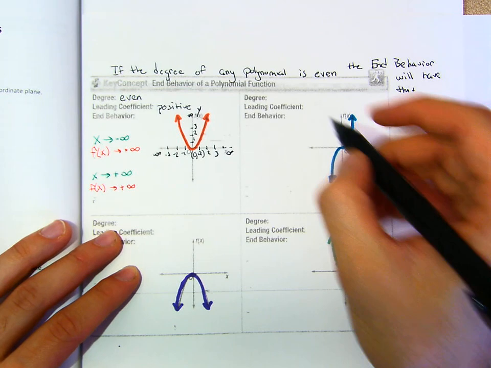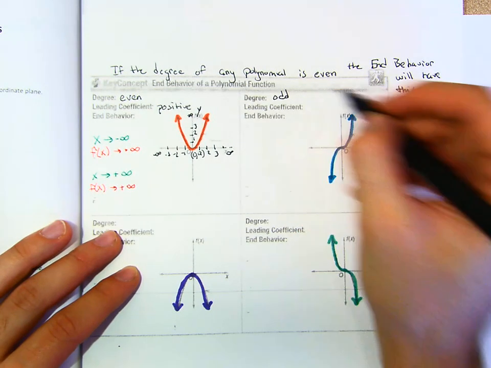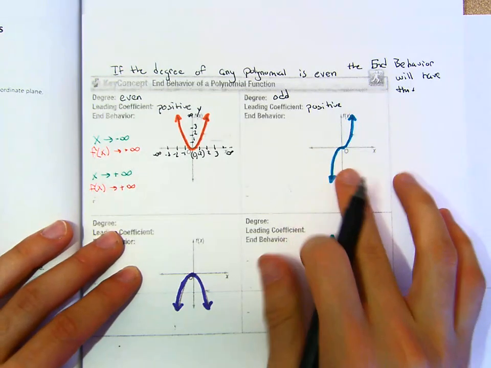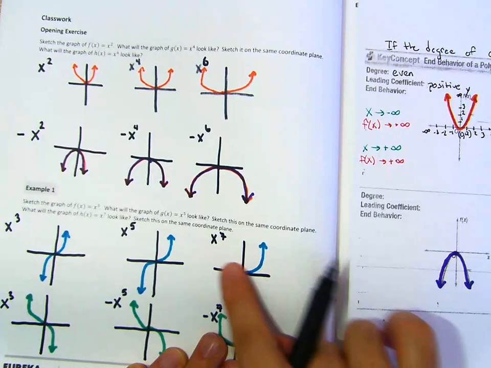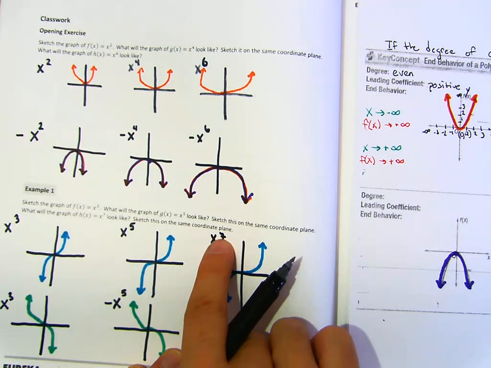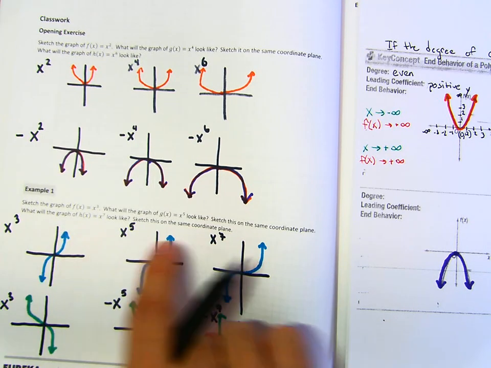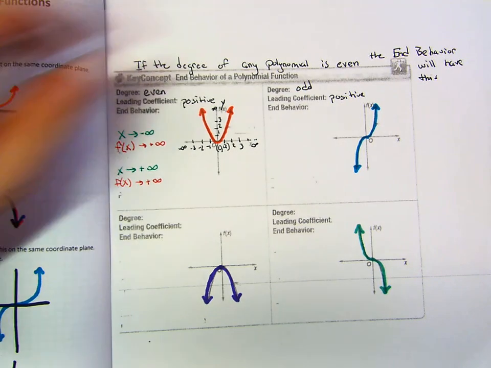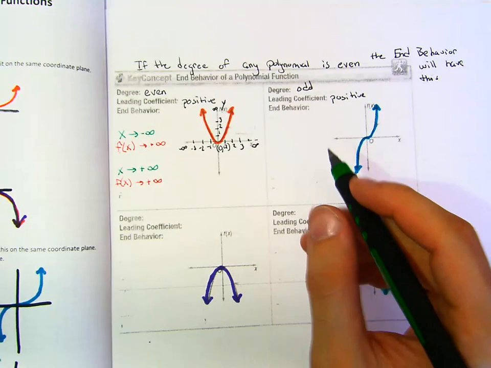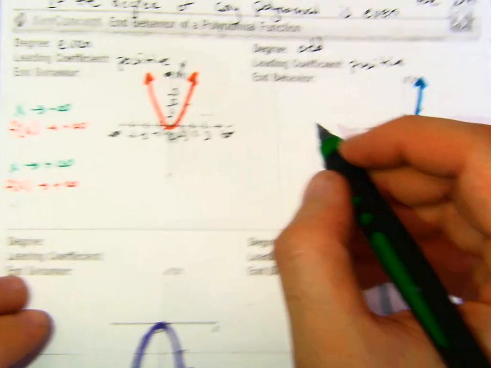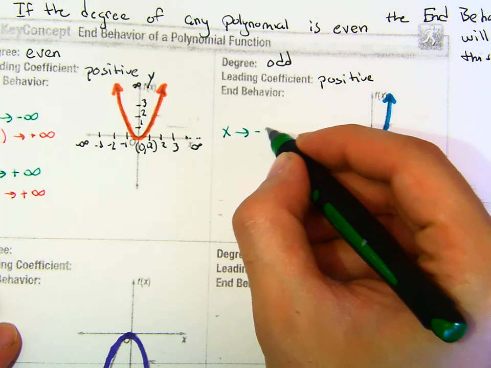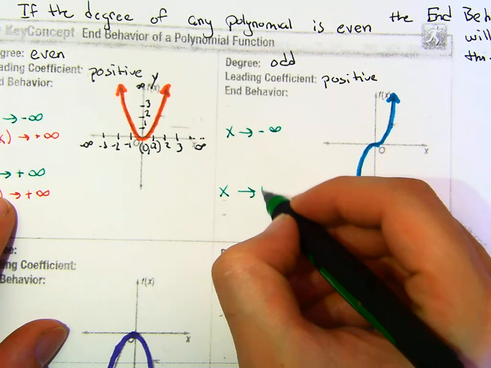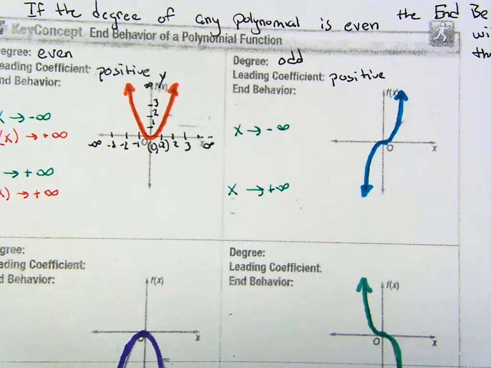If we look at this one, this will be odd. And what's the leading coefficient? It's positive, right? And this has to do with these. Notice that 3, 5, 7, these are odd numbers. And the leading coefficient is positive. So here, let's talk about end behavior. The most important part is, try and figure this out. As x approaches negative infinity, what happens to the f of x? As x approaches positive infinity, what happens with the f of x?